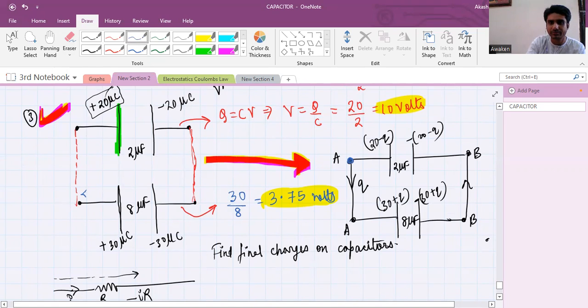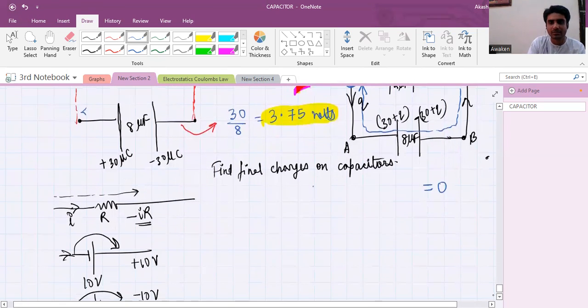Let us start our journey from A. We'll move in this fashion. We'll make a complete loop and we'll come back at this point. So basically, we are moving from A to A. The total potential difference is zero, right or wrong?